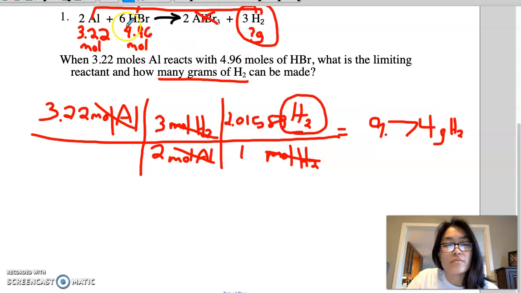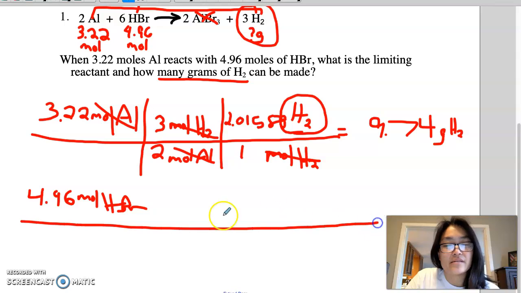And then you're going to do one more conversion. You're going to go from 4.96 moles of this reactant over to the same exact product. So let's go ahead and set that one up. So 4.96, and that's going to be moles of hydrogen bromide. And I'm going to go ahead and set up a mole ratio because I want to get rid of moles of hydrogen bromide. So moles of hydrogen bromide will go down here.